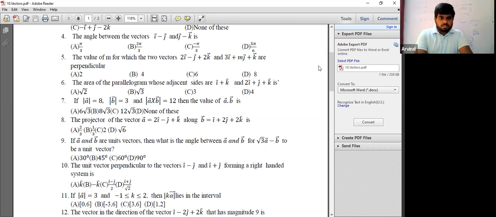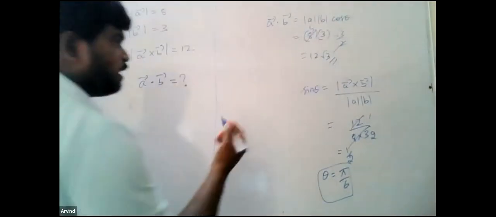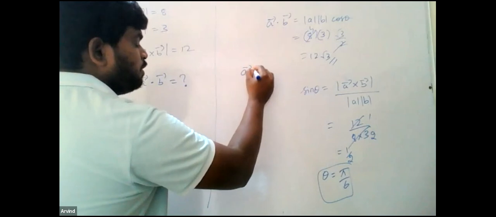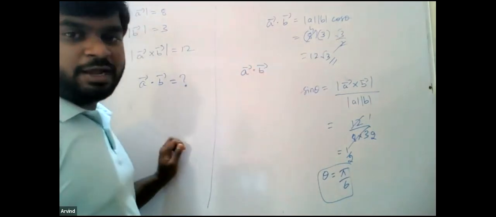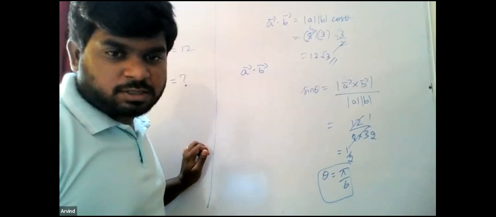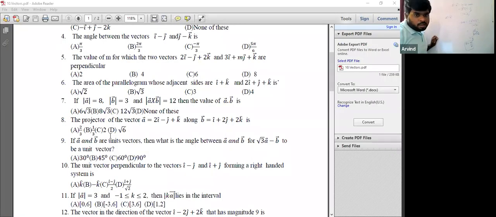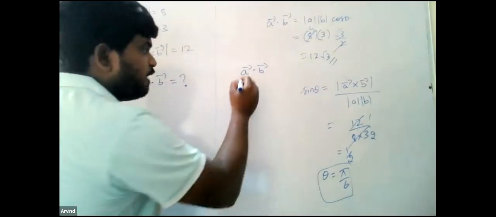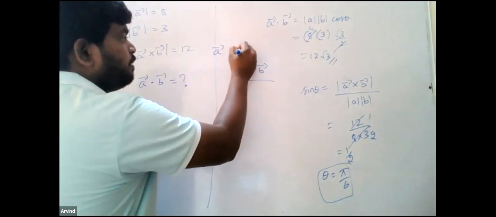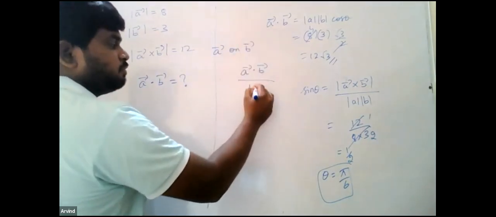The projection of vector A along B, the projection of vector A on B is, remember, for the projection of any vector, it is A dot B divided by the modulus of the vector being projected on. Here the question asks for the projection of the vector A along B, A on B. So it will be A dot B divided by the modulus of B.